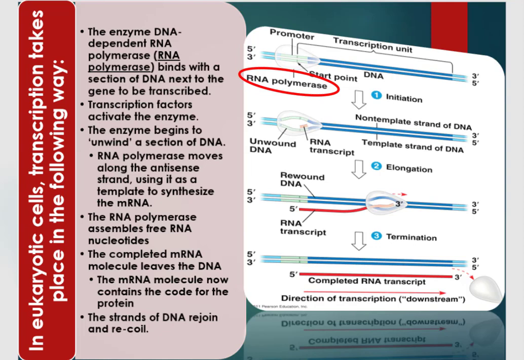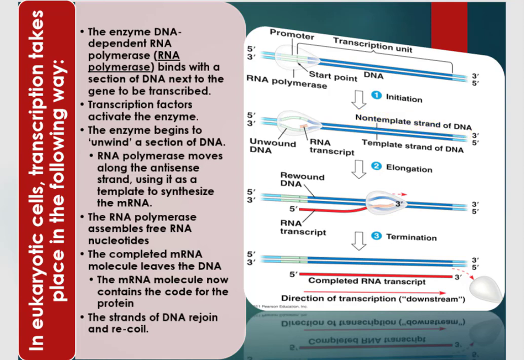Then RNA polymerase moves along the antisense or non-coding strand of DNA, using it as a template to synthesize mRNA. RNA polymerase moving along the antisense strand of DNA, using it as a template, means it makes mRNA that's complementary to the template strand of DNA and therefore identical with the sense strand of DNA, based on the base pairing rule.